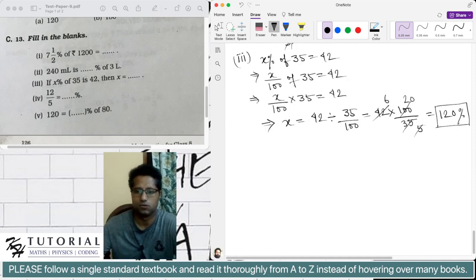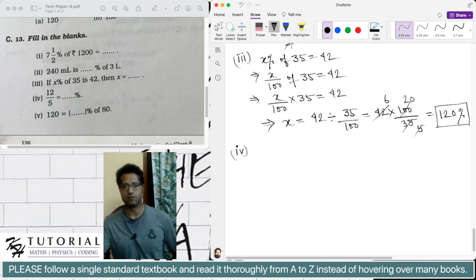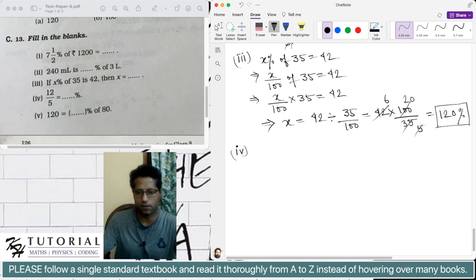Okay, let's do part 4. 12 by 5 is what percentage? We have to express the fraction 12 by 5 as a percentage. We know that when we convert a fraction to a percentage, we just multiply the fraction with 100. Multiplied by 100, this becomes a percentage. Now you have to simplify.